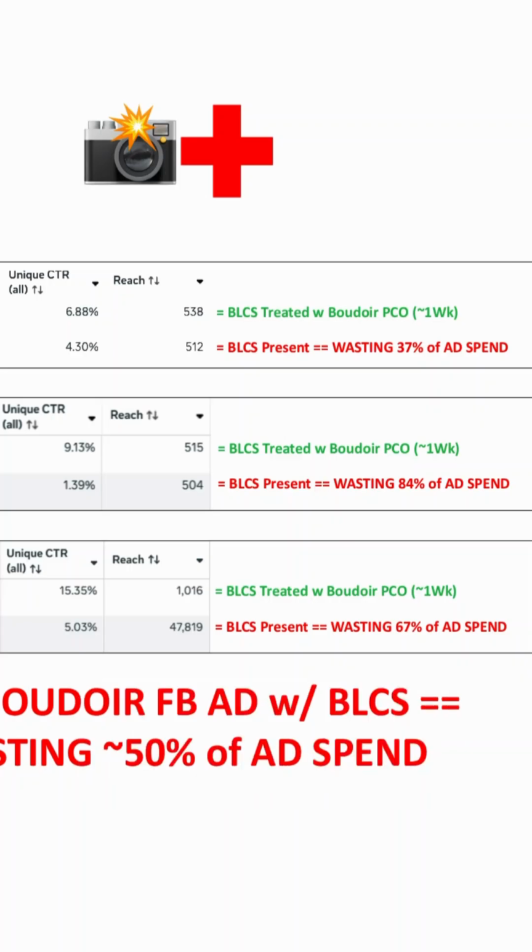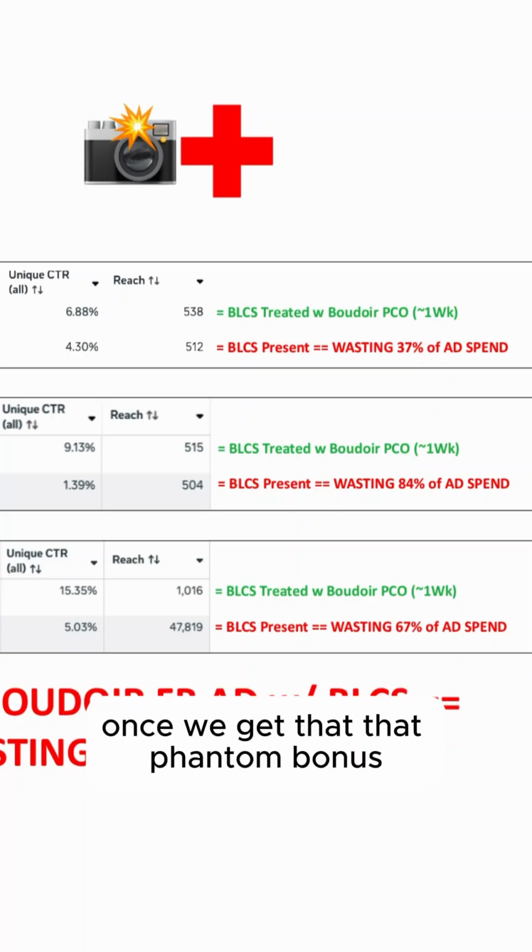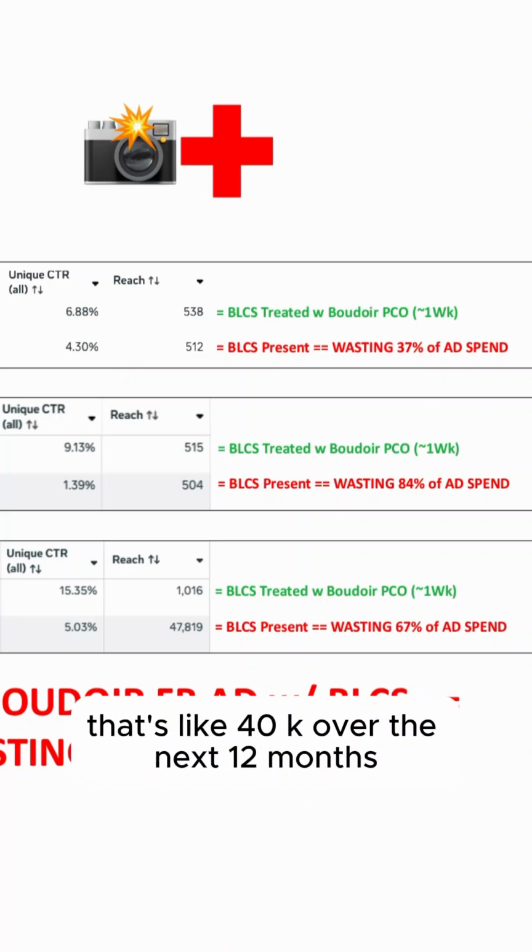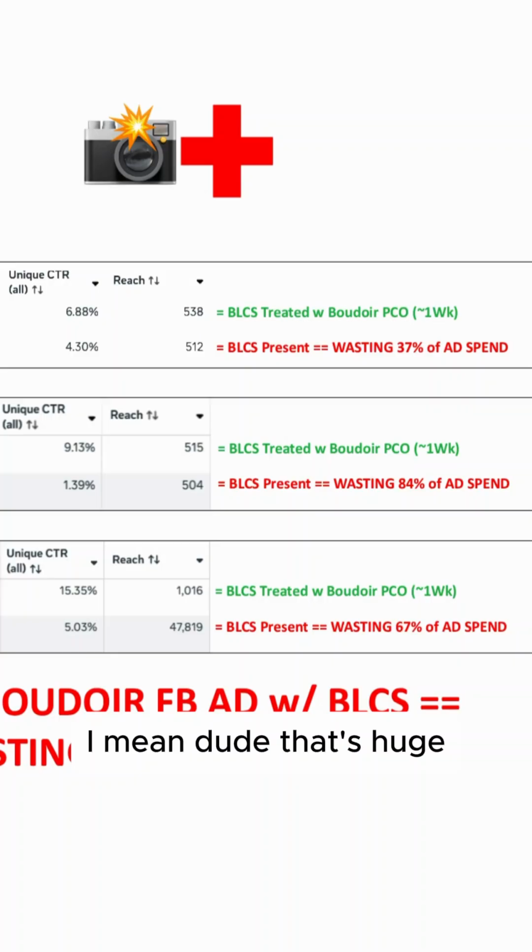And once we get that phantom bonus, that's like 40K over the next 12 months. I mean, dude, that's huge.